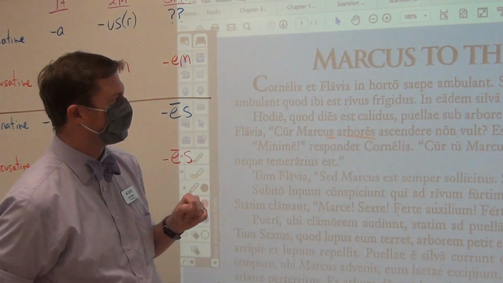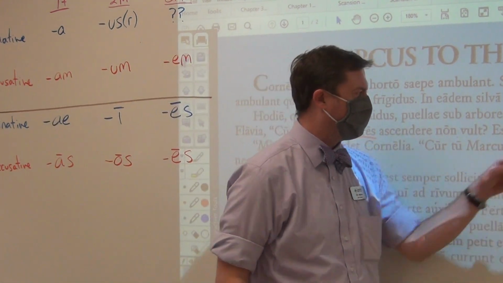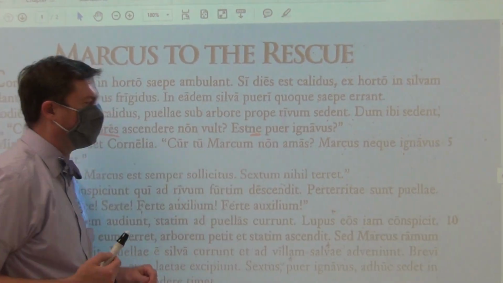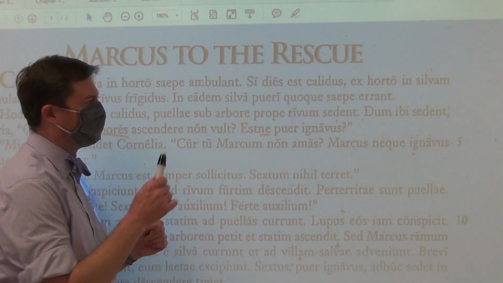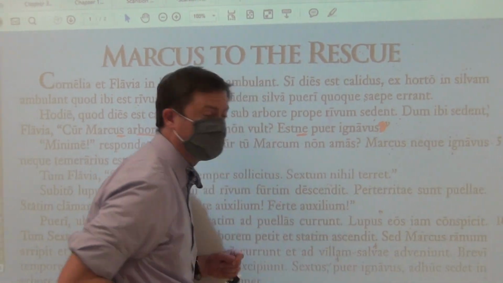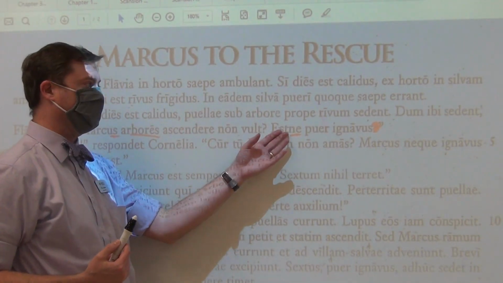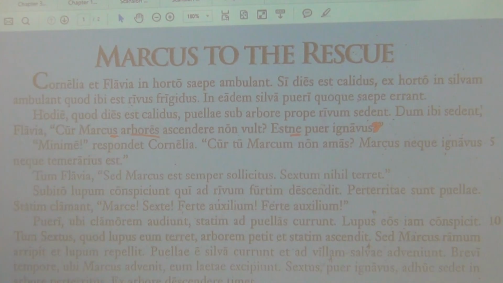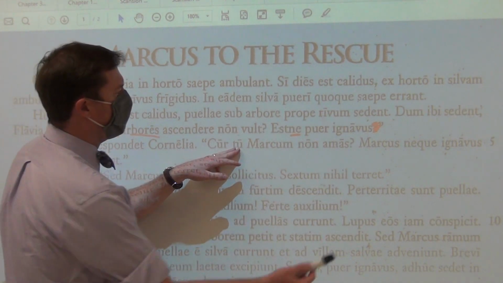To climb the trees. Esne poetic novus, the ne on the end of a word indicates that we're asking a question. Real Latin had no punctuation. Is he a cowardly boy? Minime, leastly. Cornelia responds. Why do you not like Marcus?